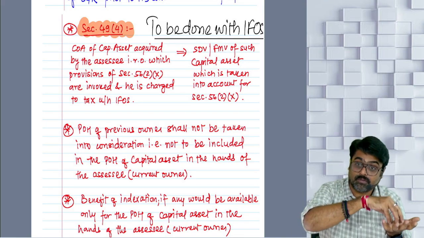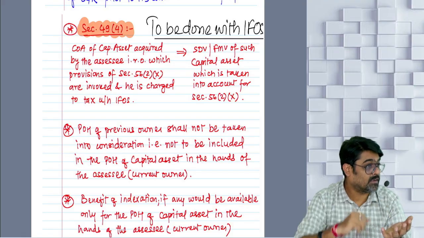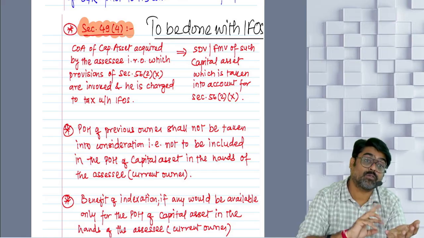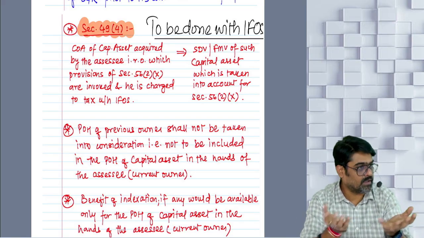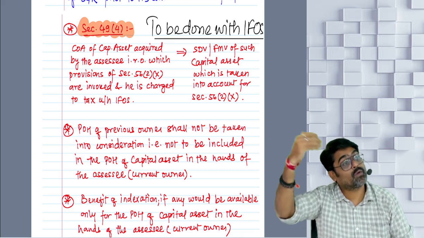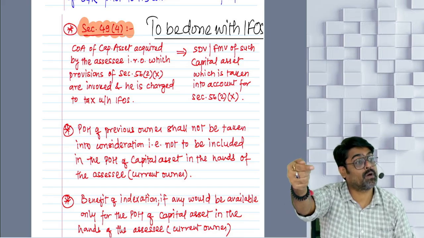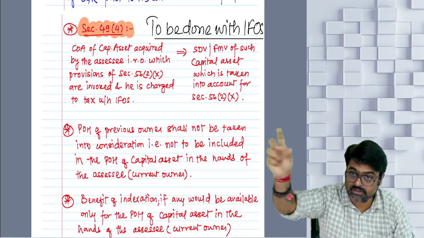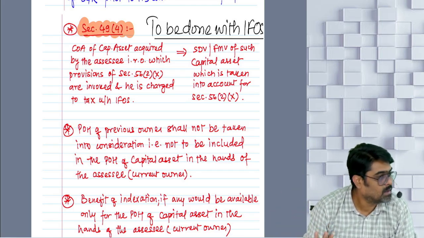In the hands of the transferor, whether the transfer is an exempt transfer or not. If it is an exempt transfer, definitely no capital gain will arise. But if it is not an exempt transfer, how will the capital gain of the transferor be calculated? All these things we are going to learn when we do the gift provisions. That will be the last point of the IFOS chapter, and at that time I am going to discuss this section 49(4). Everyone understood?